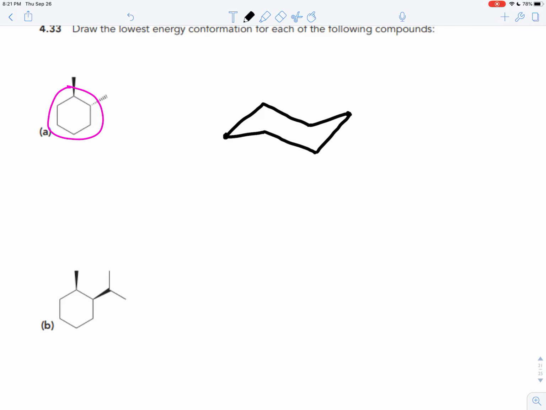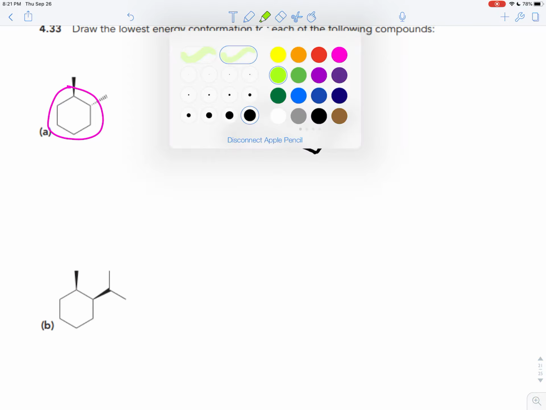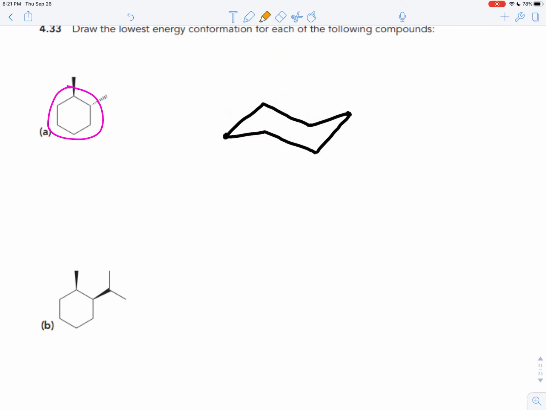Now let's think about the branches. We have two branches, and they have the same bulkiness. They're both methyl branches. There's only one carbon in the branches. So there's no preference for one to be equatorial or the other to be equatorial. They're both the same size.